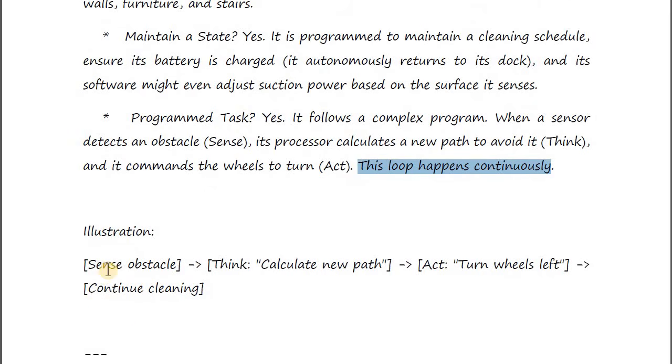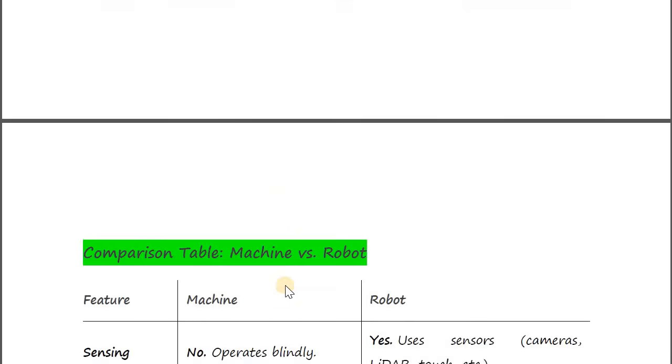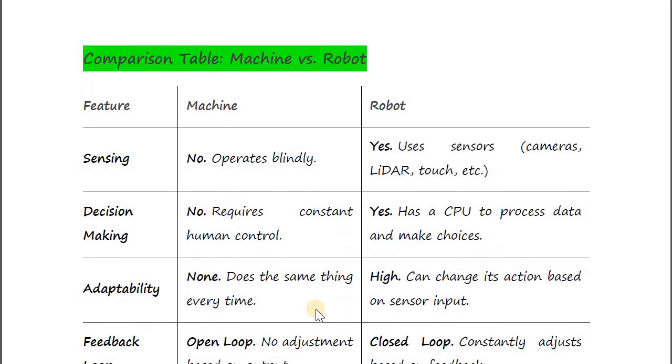And then finally the loop happens continuously. So the illustration is: sense the obstacle, think, calculate a new path, and then act, which is turn the wheels based on the new path and continue your cleaning work. So you see, it's so much fun.